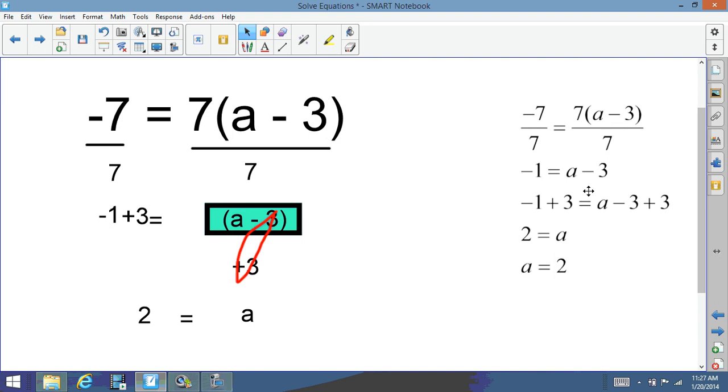So I think that method works really nicely. If you wanted to multiply out, you could have multiplied by distribution. 7 times A, which would give you 7A. 7 times negative 3 would have given you negative 21, and then solve it for A. That way, that's a little bit more work, but I think you might like this method.